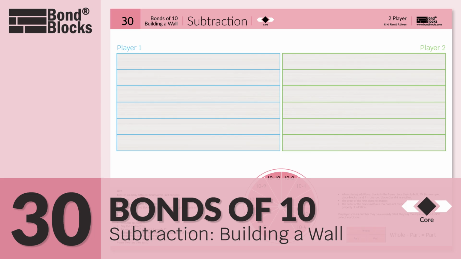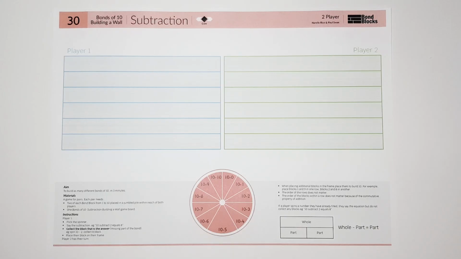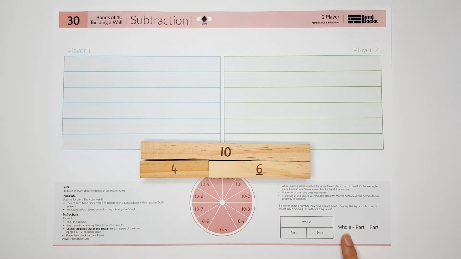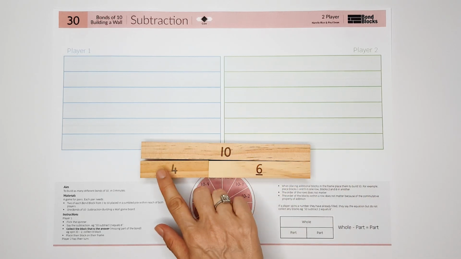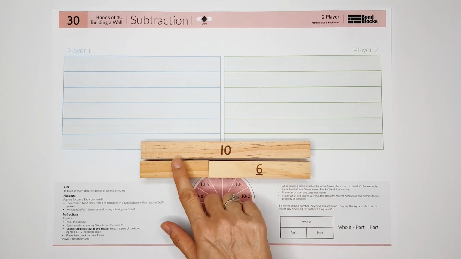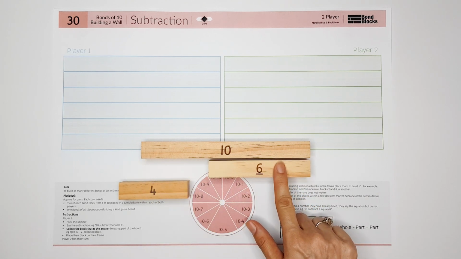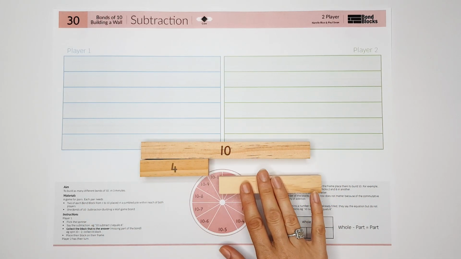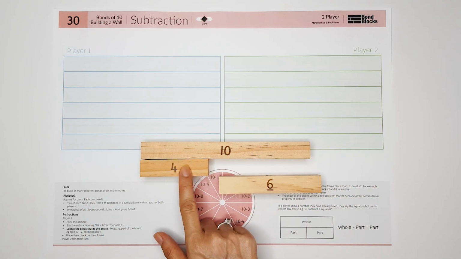Welcome to Activity 30. In this activity, we will be using two-part bonds of 10 to say subtraction equations. When we say a subtraction equation, we say whole subtract part equals part. This is the whole and these are the parts. We start with the whole. 10 subtract 4 equals 6. Or 10 subtract 6 equals 4.